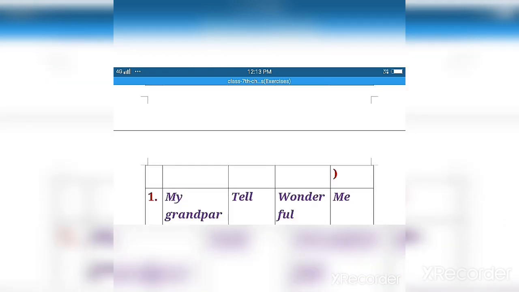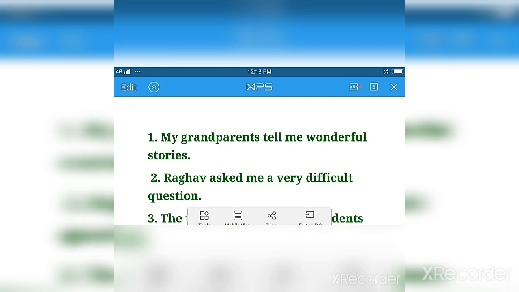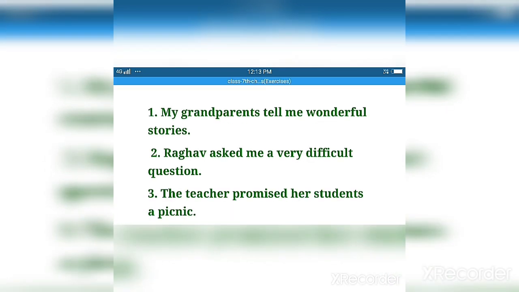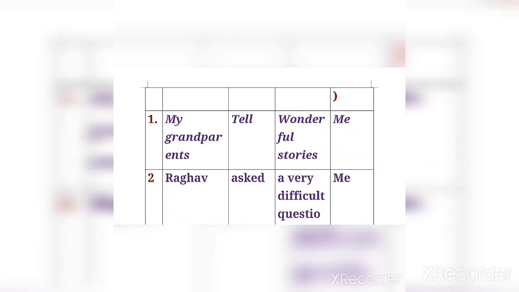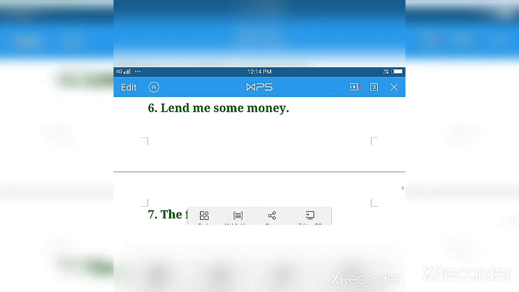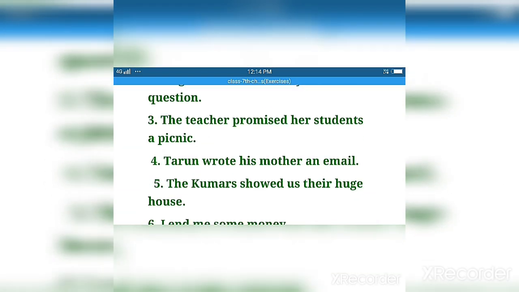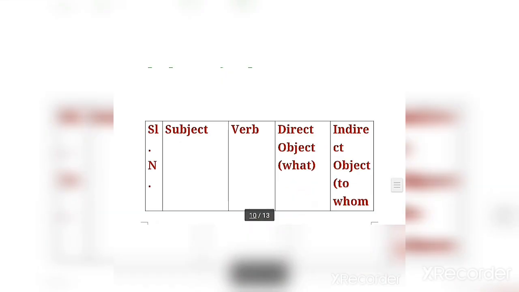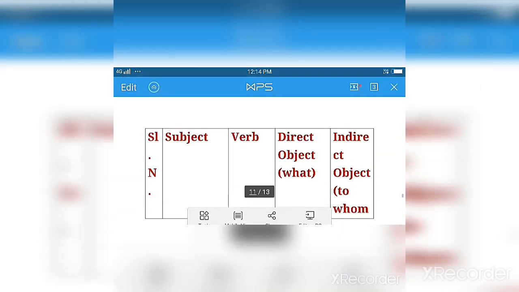Number 2 is saying, Raghav asked me a very difficult question. Okay, so Raghav is the subject, asked is the verb, a very difficult question is the direct object, and me becomes the indirect object. Now number 3, the teacher promised her students a picnic. So the teacher is the subject, promised is the verb, a picnic is the direct object, students is the indirect object.